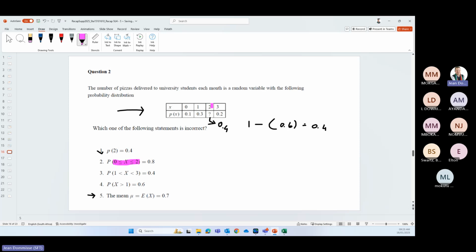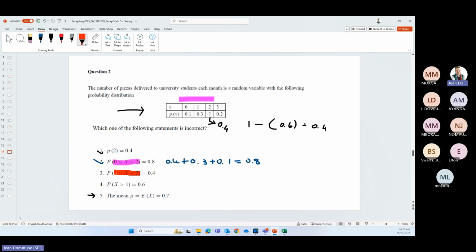2 and smaller, so it goes from there up until 0. So 0.4 plus 0.3 plus 0.1. That will give us the 0.8. So that one is done. Let's get another color in.